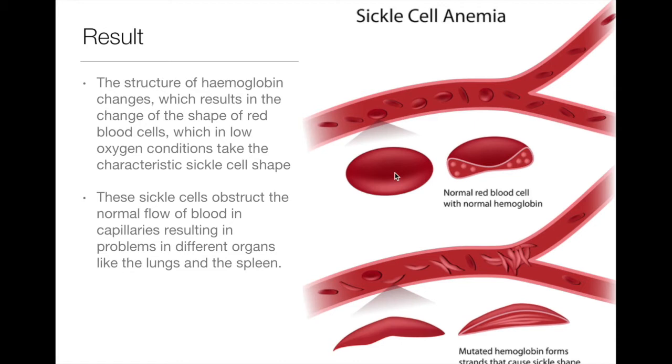This is a normal red blood cell, and this is a sickle cell. So you see that the shape of the red blood cell changes. In low oxygen conditions, it takes that shape. Now, those sickle cells obstruct the normal flow of blood in the capillaries, because they don't have the correct shape to flow correctly into the capillaries. So they come here and obstruct the capillaries, which causes problems in the blood circulation in many organs, like the lungs and the spleen.